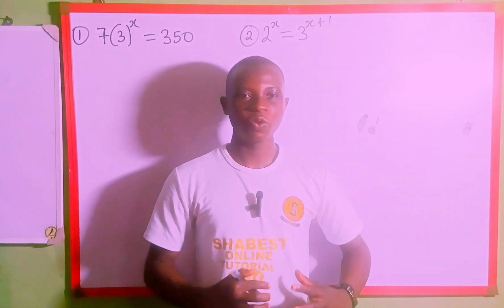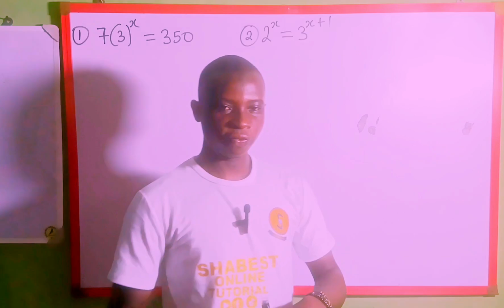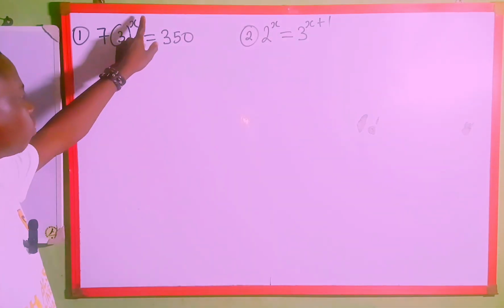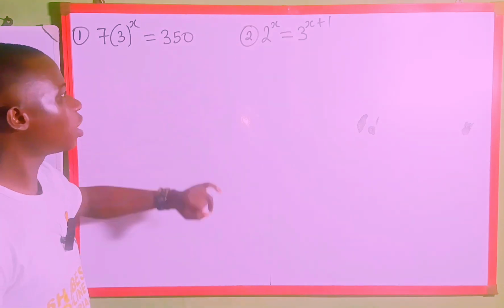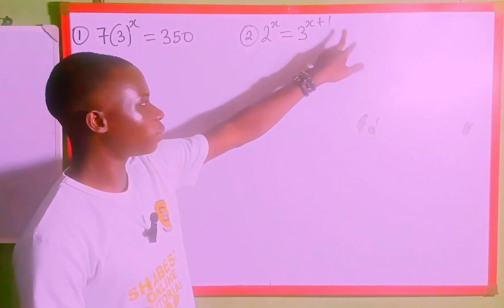Hi guys, in this video we are going to learn how to solve an exponential equation with different bases. If you look at the first example given on the board, we are given that 7 into the bracket of 3 raised to the power of x is equal to 350, and the second example is 2 to the power of x is equal to 3 to the power of x plus 1.